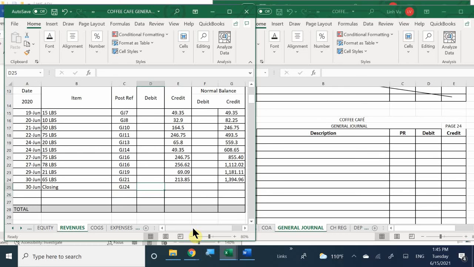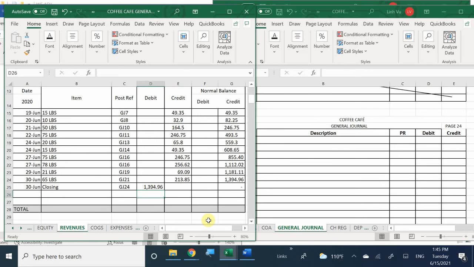Debit. We're going to make it a debit. So what total am I going to put in my debit side to make this reflect as zero? $13,94.96, and there we go. Now that is zero.